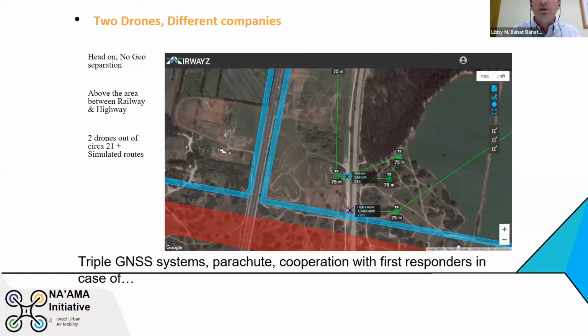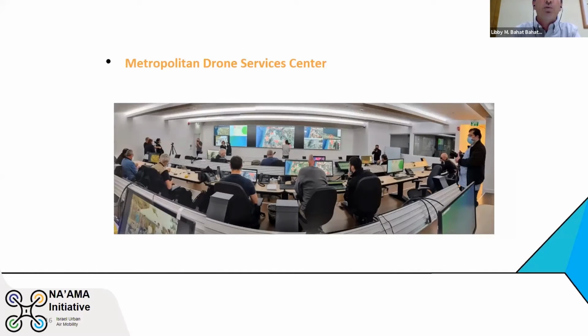The other thing you can see here is crossing a major railway infrastructure. And later on, they continued to the west part, crossing a major highway in Israel. We're talking about triple GNSS systems, parachute, and of course, cooperation with the first responders, just in case. This is the control center. It was set in Haifa, which is north of the experiment, the Hadera city. The next one, which is starting in a week, is going to be in Tel Aviv, but again, controlled from the same center.